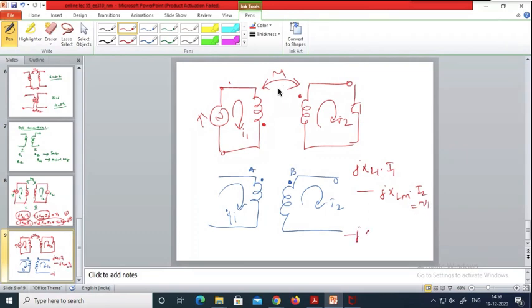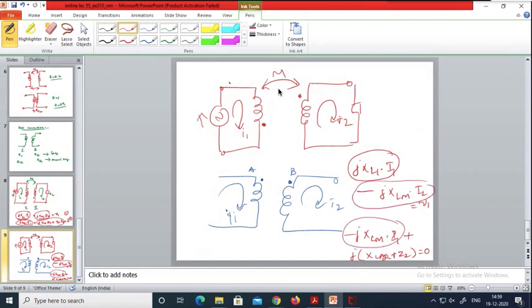Similarly, minus j times XLM into I1 plus j times XL2 plus Z2 is equal to what? 0. Let's check out here. This is a self-induced EMF and this is a mutually induced EMF, and this is a self-induced EMF and this is a mutually induced. Sorry, this is a mutually induced EMF and the self-induced EMF.